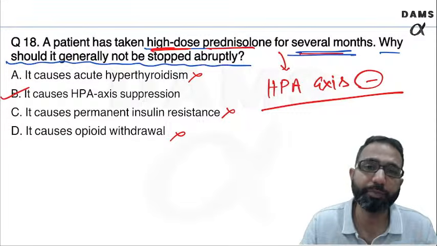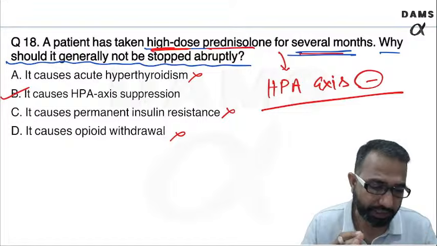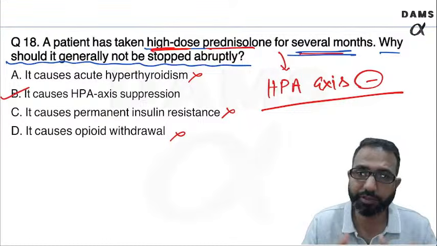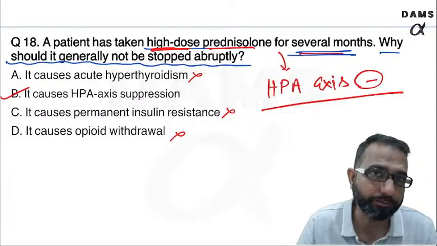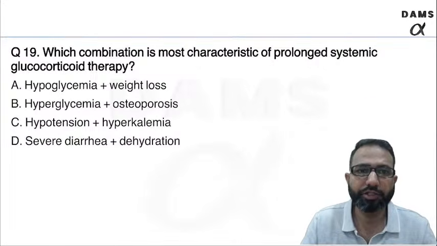Otherwise, during surgery, the patient will go into hypotension. So always remember, never stop suddenly, always taper down. And in these patients, during surgery, we give the extra steroid. Okay, see the next question.